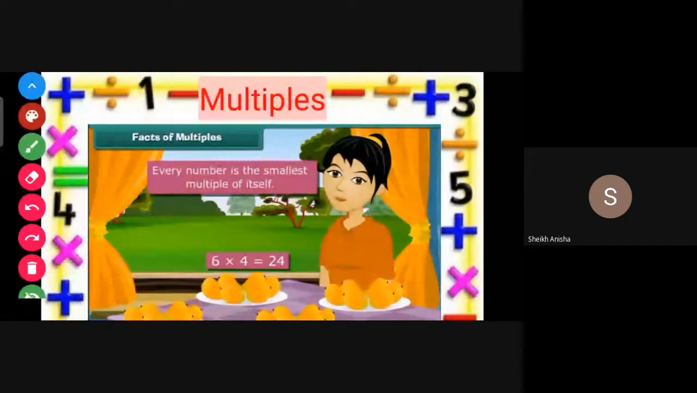4 ones are 4. 4 twos are 8. 4 threes are 12. 4 fours are 16. 4 fives are 20. 4 sixes are 24. 4 sevens are 28. 4 eights are 32. These many examples are enough. So right now you can see we make the list of multiples of 4.